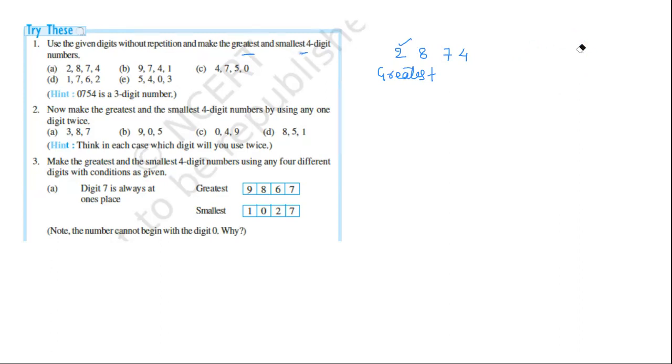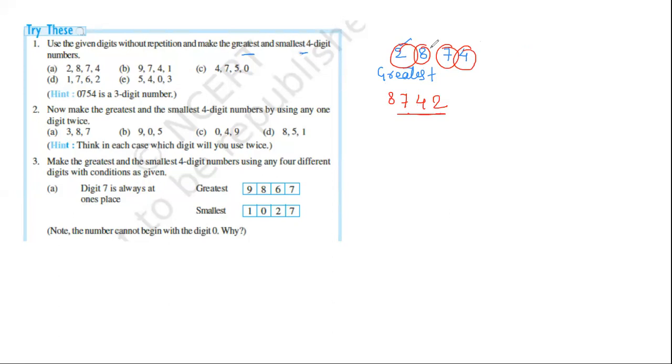Out of these four digits, if I want to make the greatest number, I'll have to pick the greatest digit first. So I'll take 8. After that, I'll take the greatest digit 7. After that, again I'll take the greatest available digit, which is 4. Then I'll take the remaining digit, which is 2. So this is the greatest number.